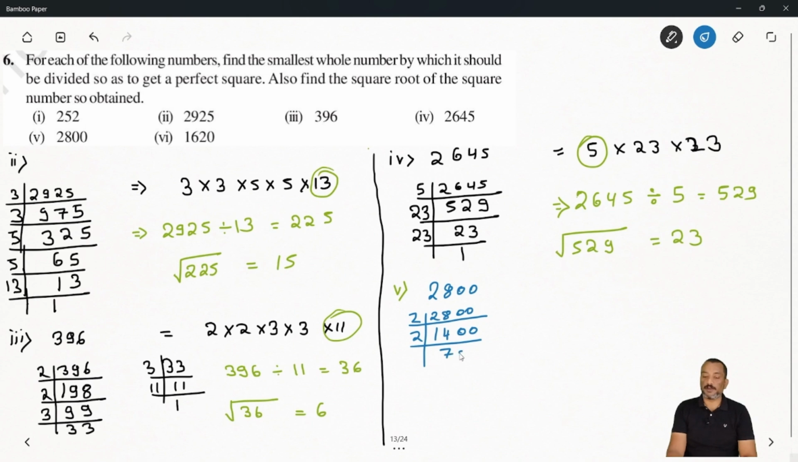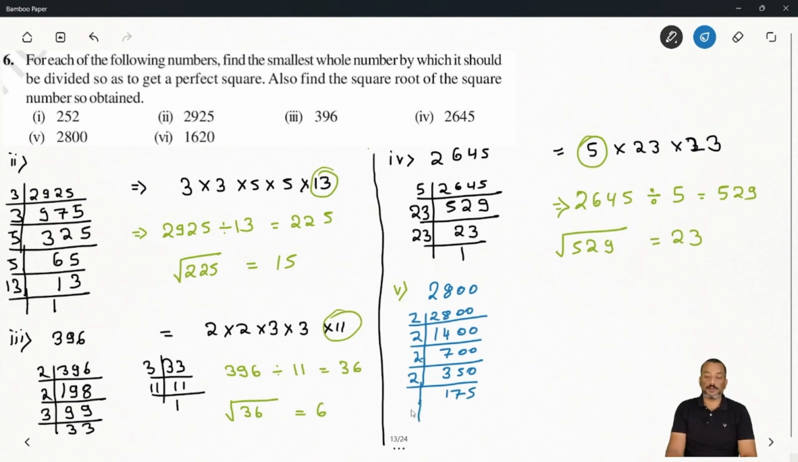So you will get 700. Now again try with 2. So you will get here 350. Now after that divide with the 2. So you will get here 175.